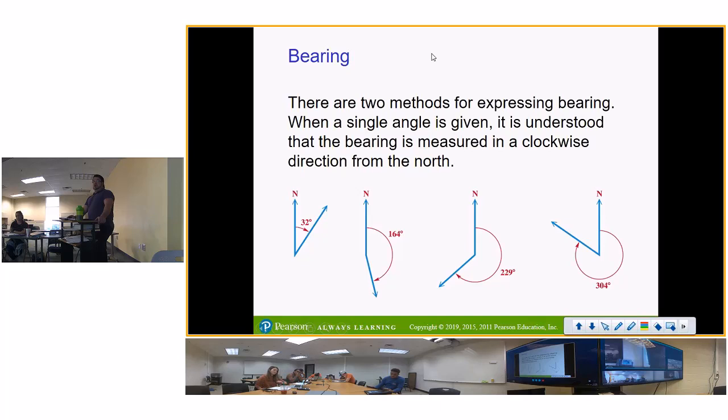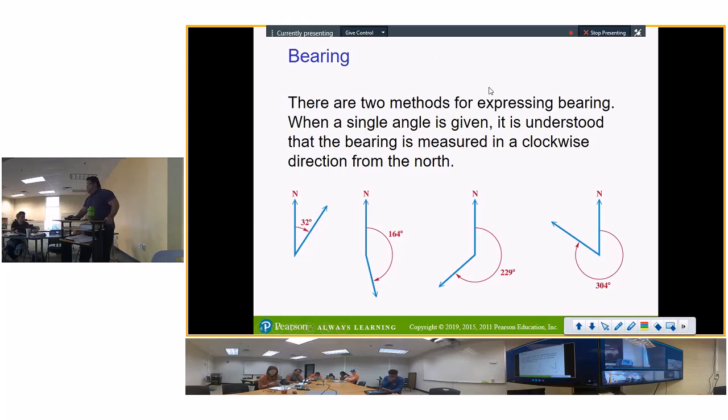If a bearing is southeast, it's in the second quadrant. If it's southwest, it's in the third quadrant. If it's northeast, it's in the first quadrant. If it's northwest, you're in the fourth quadrant. It's exactly opposite of academia. Okay?